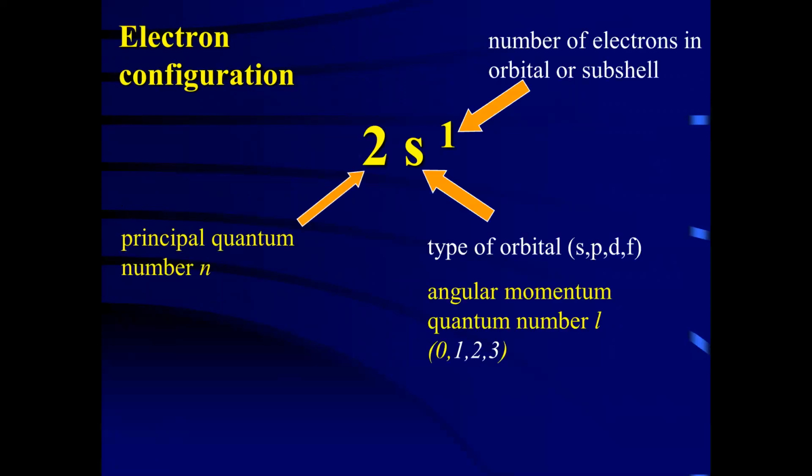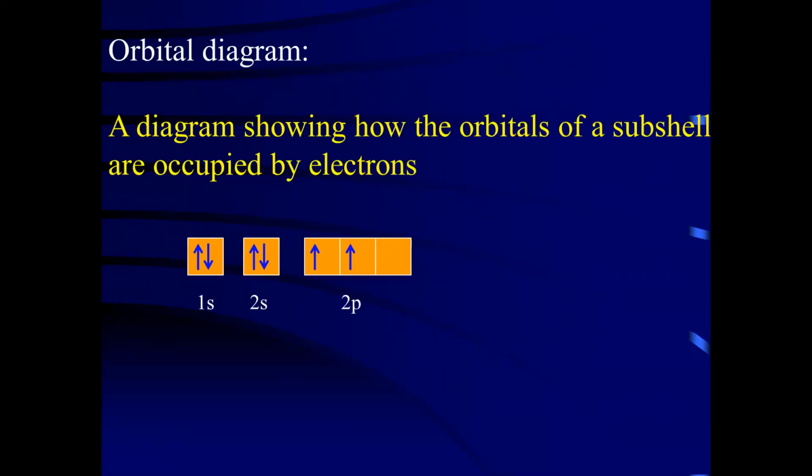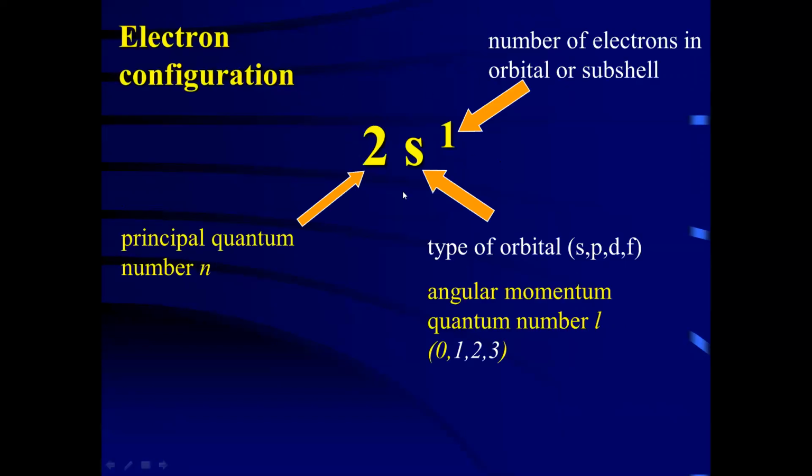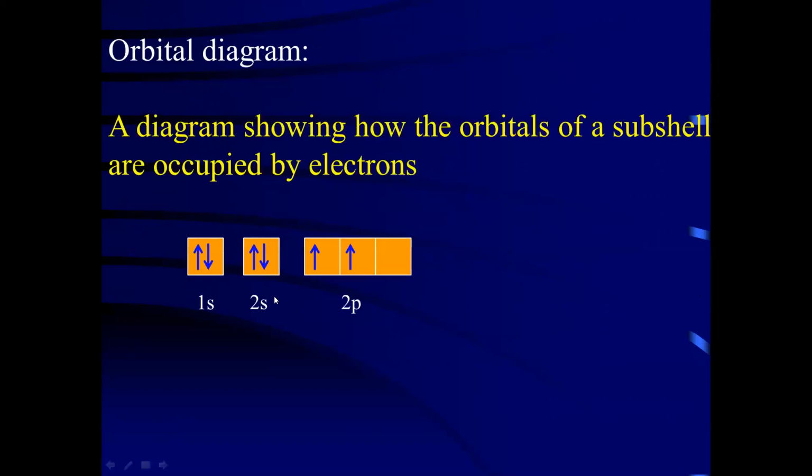So we talked about that. We don't want to repeat that one. I'll just let you know there's another way to describe the electrons, which we call the orbital diagram. The diagram shows how the orbitals of the subshell are occupied by electrons. Compared with the previous one, we can only have this kind of information. But if you use this diagram, it can tell you there are 2 electrons located in this 1s orbital. Also, they have different spin.